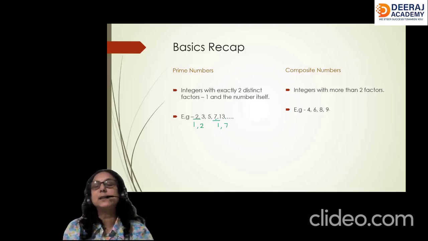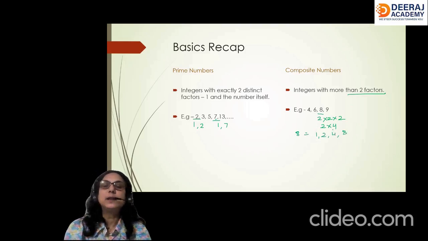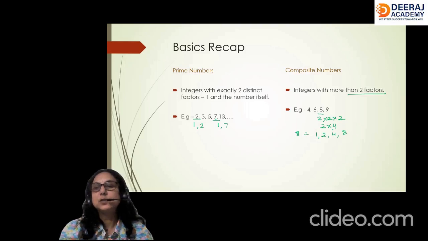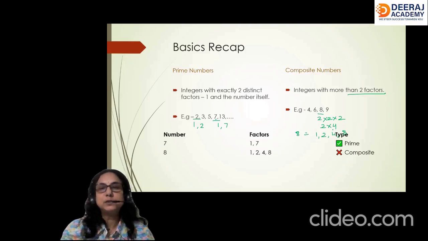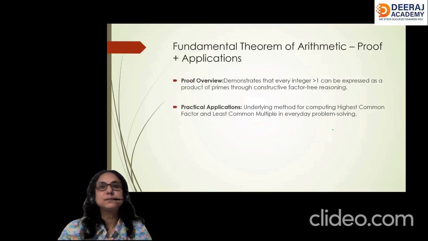But if I take 8, it is 2 times 2 times 2, or you can write it as 2 times 4. That means these integers have more than 2 factors. 8 has the factors 1, 2, 4, 8. So it has more than 2 factors, and these are the composite numbers.